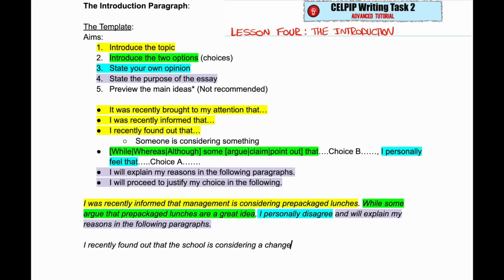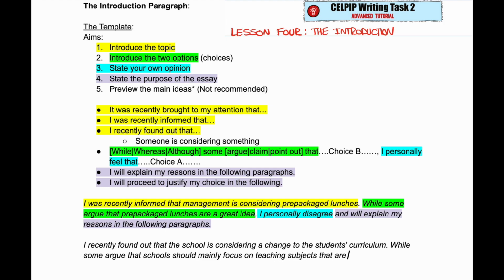Okay, now we're going to review both sides. Notice how I'm paraphrasing the choices and putting them in my own words. Nothing too fancy, just trying to keep it simple and error-free. So I'm going to say, while some argue that schools should mainly focus on teaching subjects that are useful for finding a good job, I personally feel that traditional subjects must be kept in the curriculum. Okay, so now I can finally add that last sentence that wraps up the introduction by stating the purpose of the essay. I will proceed to justify my choice in the following.